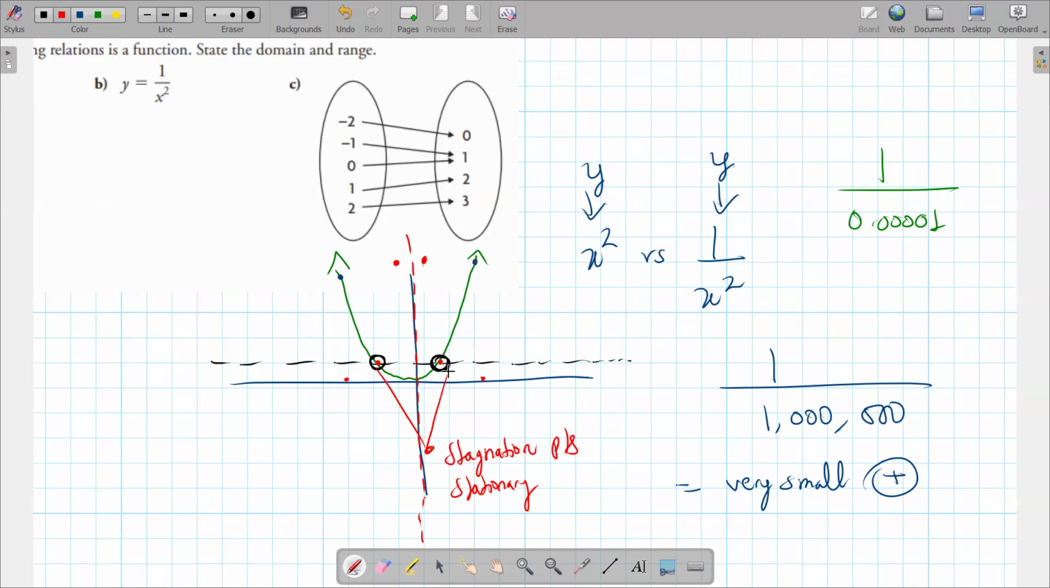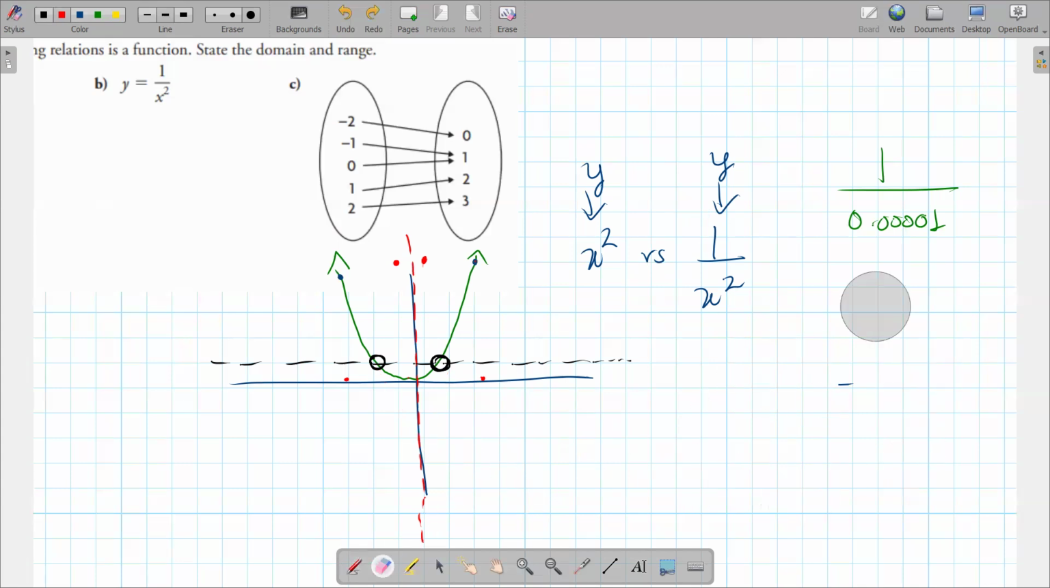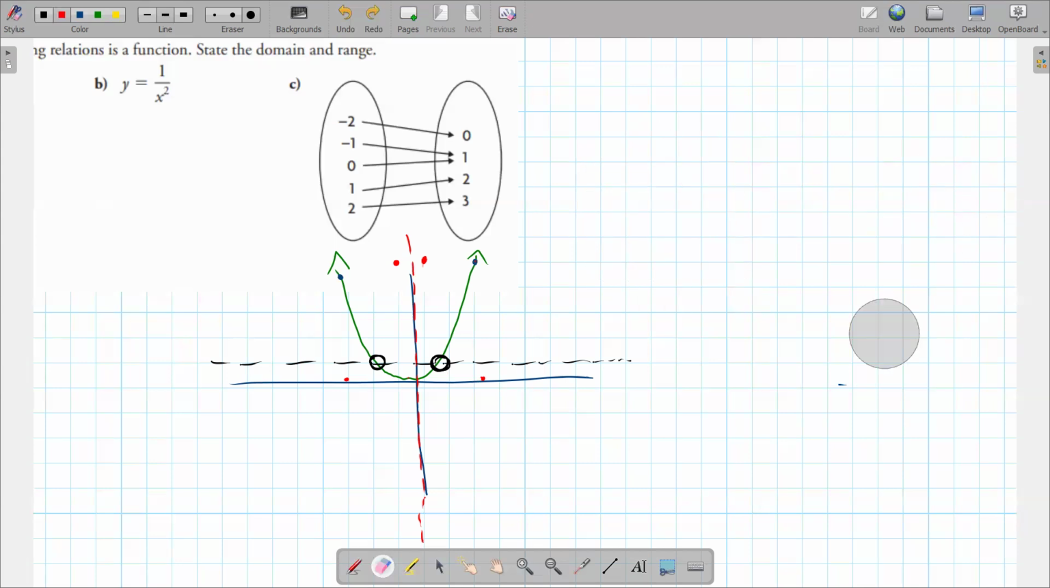Now all we have to do, reciprocal function, we already have a vertical asymptote. Is there any other kind of asymptote for a reciprocal function? A reciprocal function always has a horizontal asymptote on the x-axis. Okay? Every single time. If you see 1 over a function, 1 over anything, it will always have a horizontal asymptote on the x-axis. So here's another asymptote.